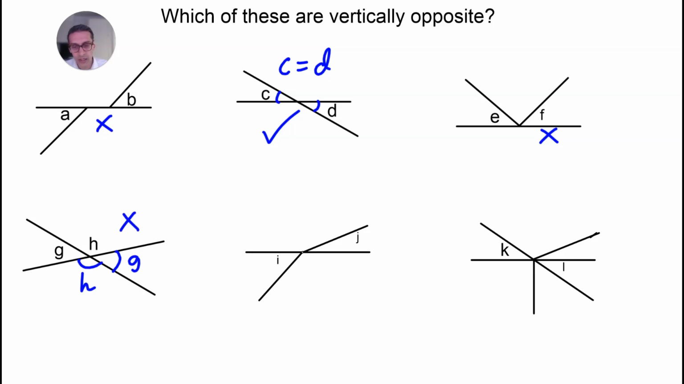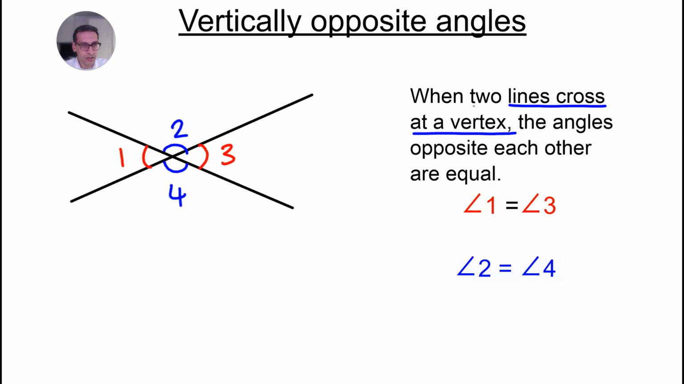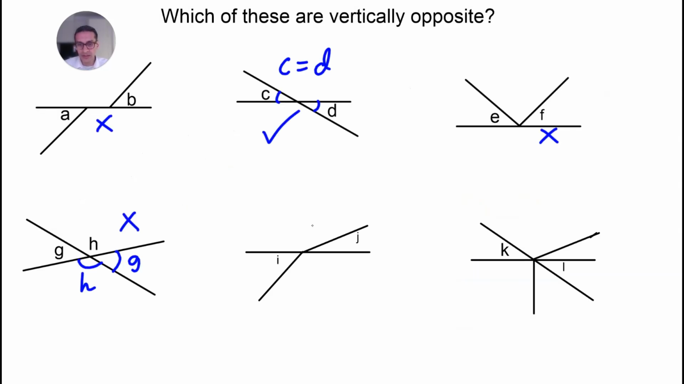This one here looks like it could be because you've got two lines crossing. However, it's obvious from the diagram that this line here isn't a continuation of that line. You can see it's actually two separate lines. So if you go back to the definition, it says when two lines cross, well, this is actually three lines. You've got line 1, line 2, line 3. So they are opposite, but they're not vertically opposite. So that's a no.